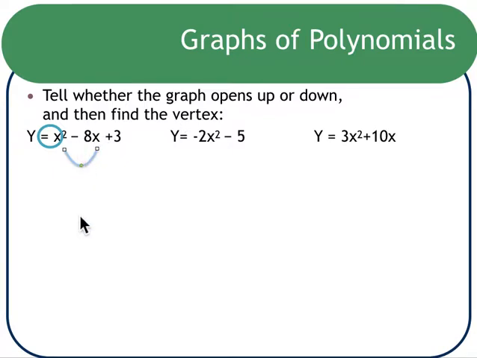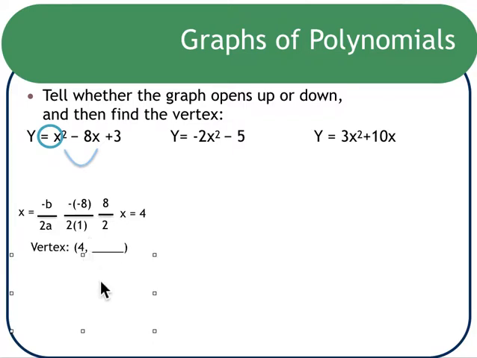Now, to find the vertex, we have to do this in 2 steps. We need to first figure out the line of symmetry, and to do that, we use -b over 2a. In this case, b was the -8 and a was 1. So -8 times negative is a positive 8, 2 times 1 is 2, and 8 divided by 2 is 4. Now that we know the line of symmetry is at 4, we know our vertex is 4 something.